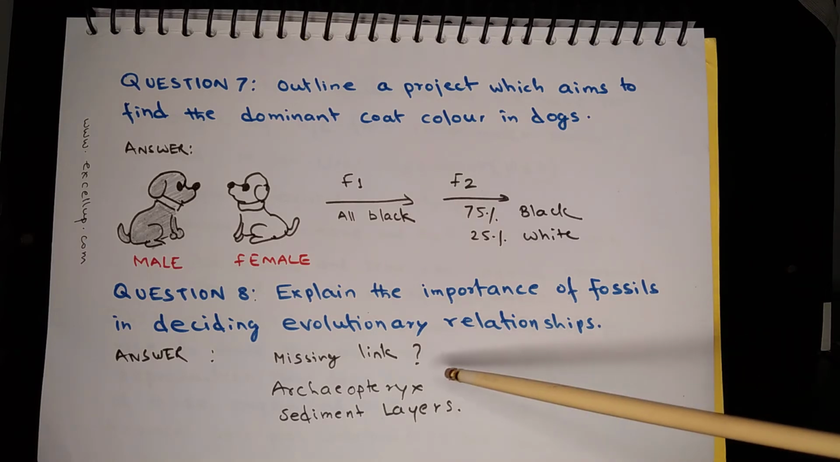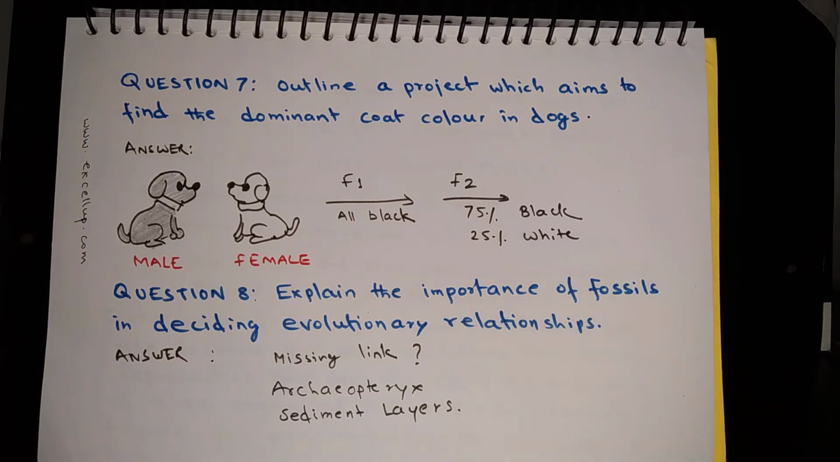It was a reptile and it looked like a bird. It had certain features of reptiles, like teeth, and certain features of birds, like beaks and feathers. So Archaeopteryx is definitely the missing link between reptiles and birds.